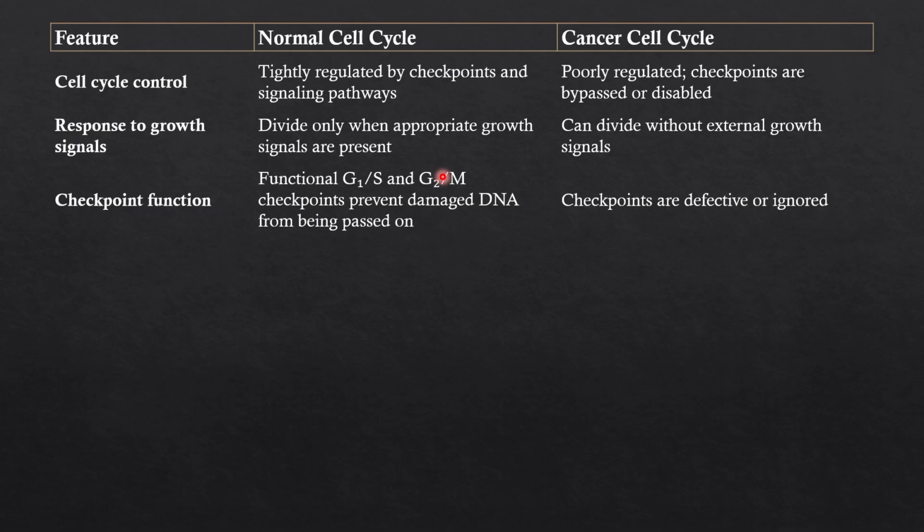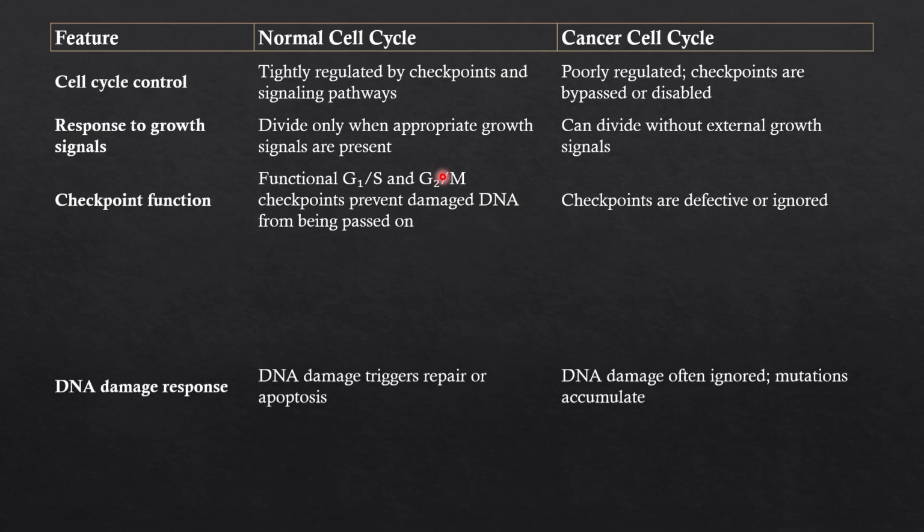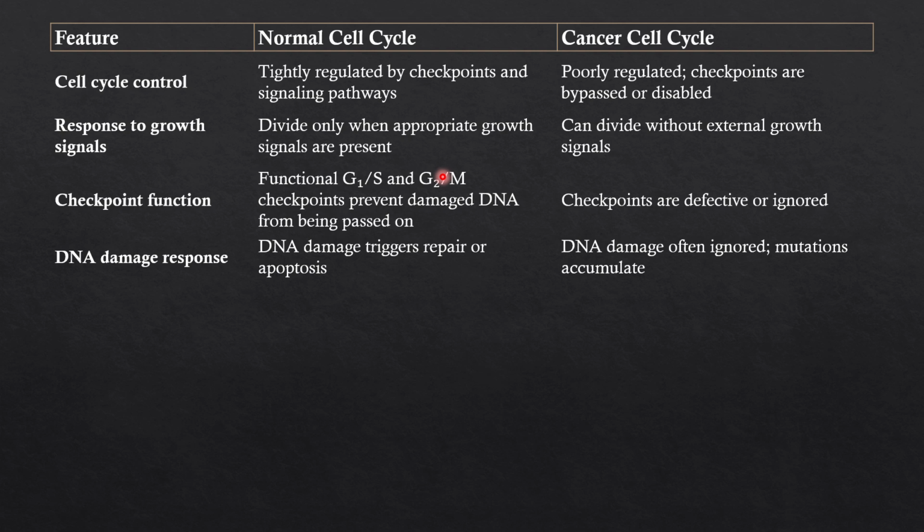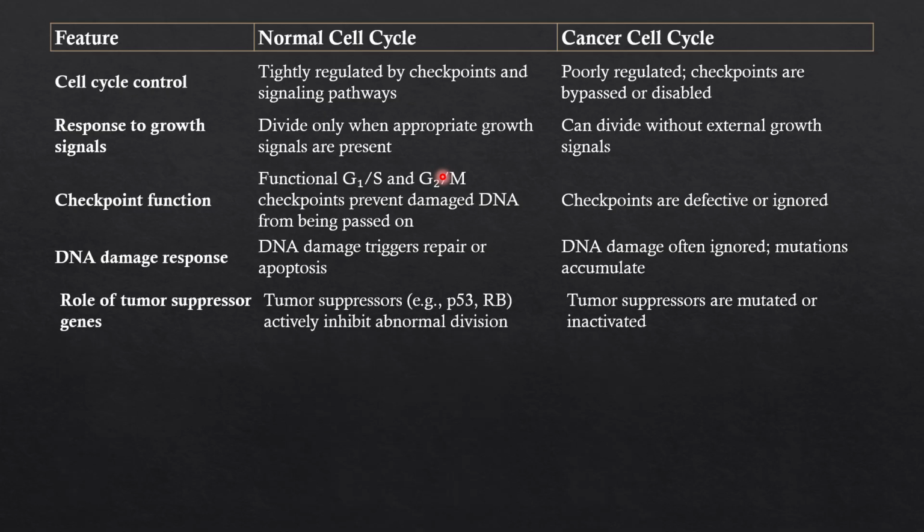Whereas in cancer cells, these checkpoints are defective or ignored, and it allows the damaged DNA to pass on during the division. When DNA damage occurs in the normal cell, it triggers the repair mechanism or apoptosis and ensures that defective cells do not survive. In cancer cells, the DNA damage is often ignored, leading to the accumulation of mutations over time. The tumor suppressor genes such as p53 and RB play an important role in normal cells by inhibiting abnormal cell divisions, and in cancer cells these tumor suppressors are often mutated or inactivated, removing an important layer of control.